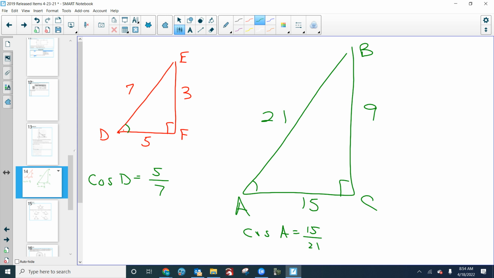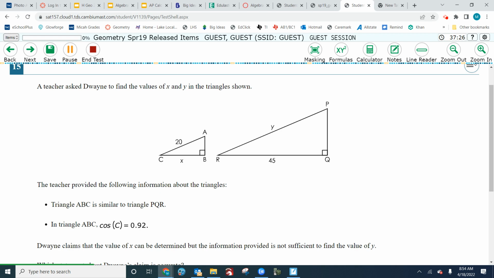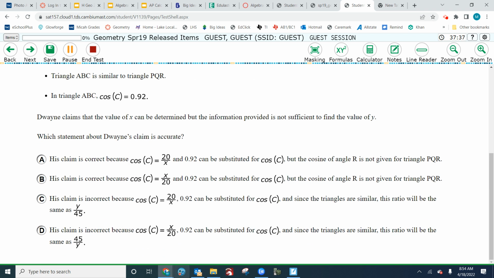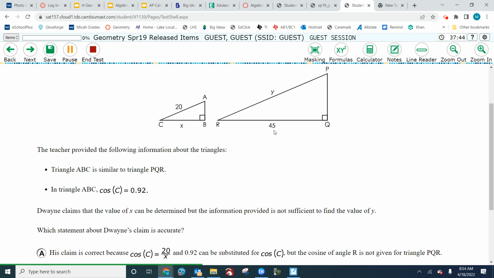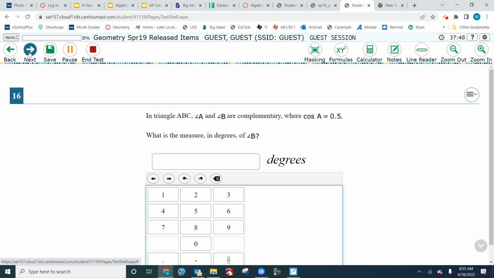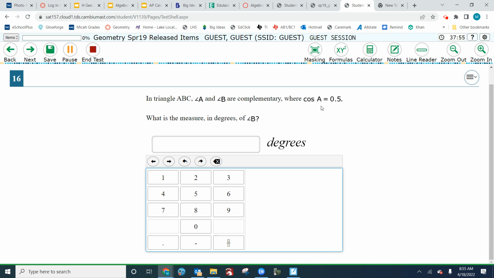Okay? So back to this. If they're saying the cosine of C is x over 20, the cosine of R would be 45 over y. Okay? And so if we're able to find x, then we could find y. All right, and that ratio is adjacent over hypotenuse as well. All right, read this one carefully.